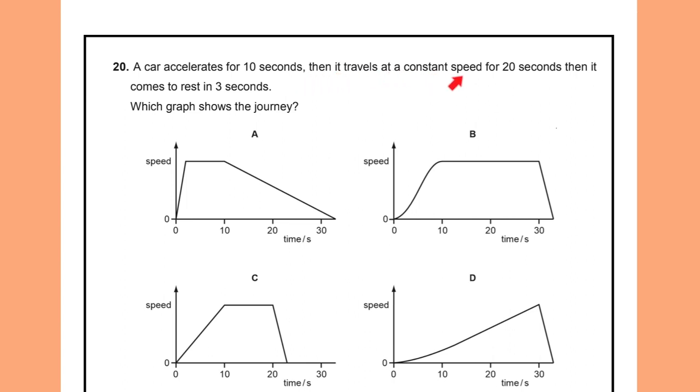Then it travels at a constant speed for 20 seconds. So the first 10 seconds must be accelerating, which is the case here, not the case here. So A is out. And it's not been specified what type of acceleration this is, so anything which involves the speed increasing is going to work here. So this also seems fine because the speed is increasing up to 10 seconds. Here the speed is increasing up to 10 seconds. And then it travels at constant speed for 20 seconds.